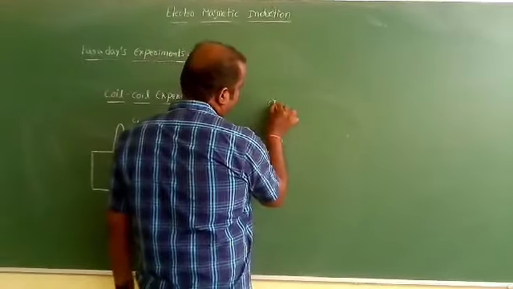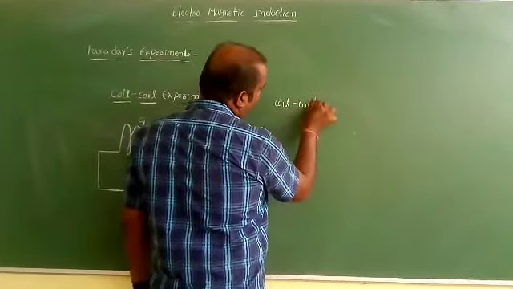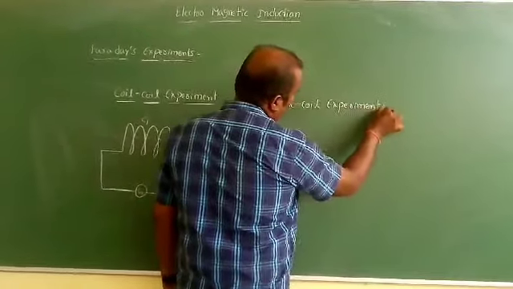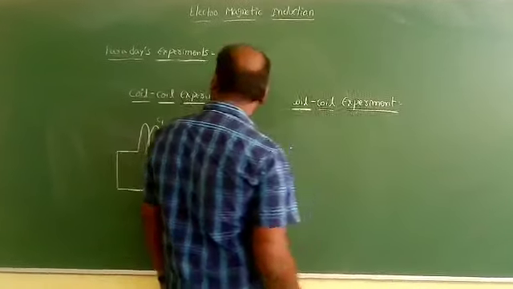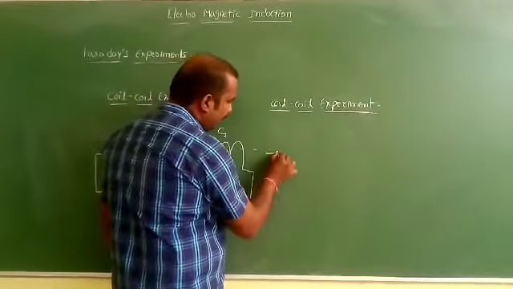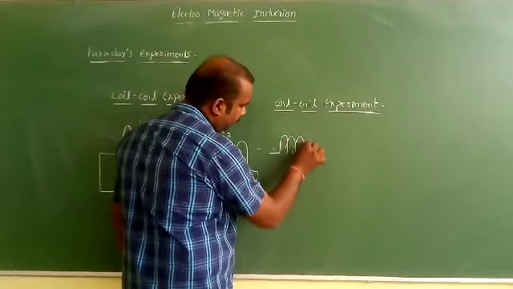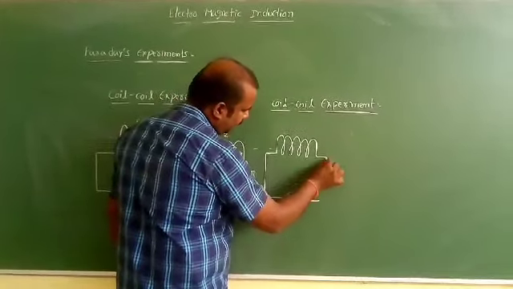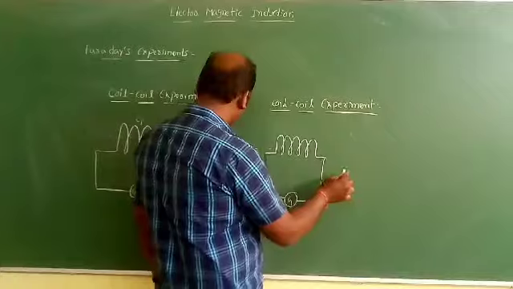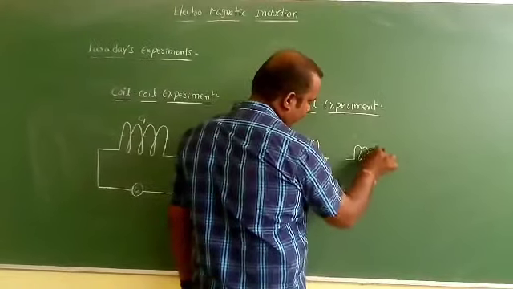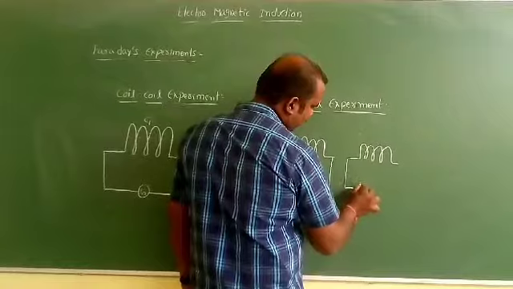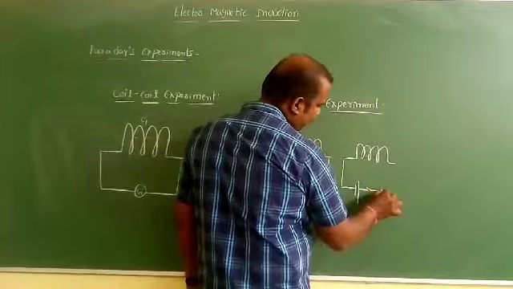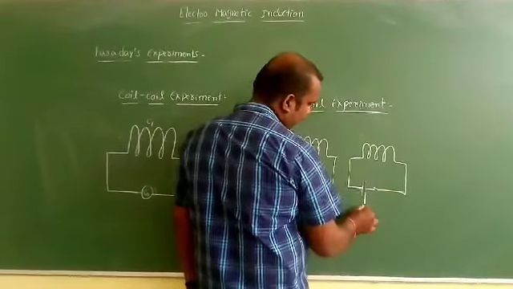Next, the coil experiment. See, once again I am taking the coil which is connected to the galvanometer, and next I am taking one more coil. This is connected to a battery with a pressing key. This is the battery.